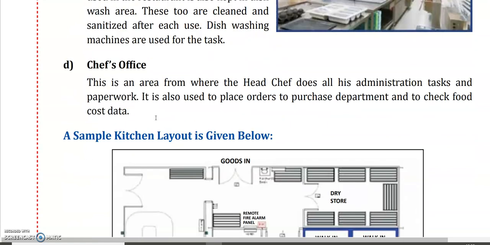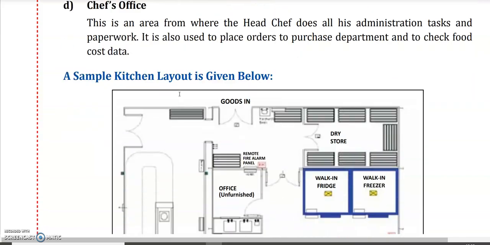Now the fourth and important part is chef's office. Now this is an area from where the head chef does all his administration tasks and paperwork. It is also used to place orders to purchase department and to check food cost data. So all the paperwork that we do, okay, comes from the chef's office. When we are given orders and maybe to buy some more ingredients for the kitchen and our suggestions and feedback, all this kind of paperwork takes place in the chef's office.